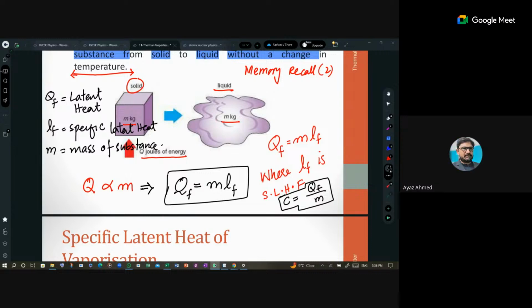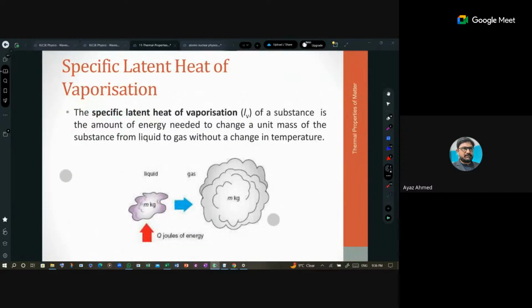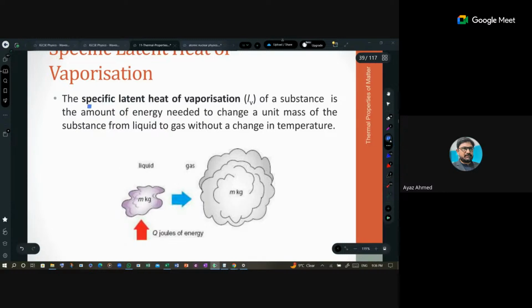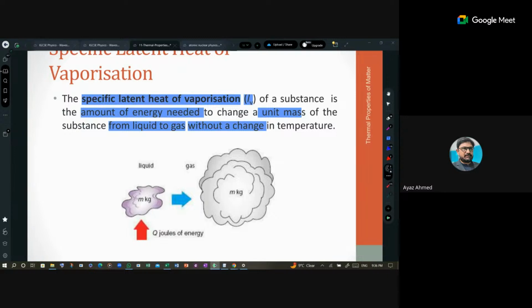Okay, very good. Now I will talk about specific latent heat of vaporization. The specific latent heat of vaporization, LV, of a substance is the amount of energy needed to change a unit mass, again unit mass, of a substance from liquid to gas. This is a very important point, and another important point is without changing its temperature, right? So that amount of heat energy required to boil 1 kg of liquid without changing its temperature is called latent heat of vaporization. Here I will use QV is equal to M LV.